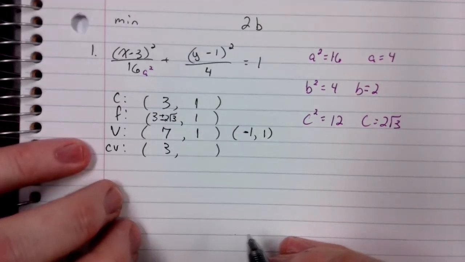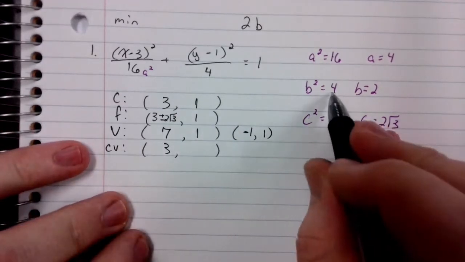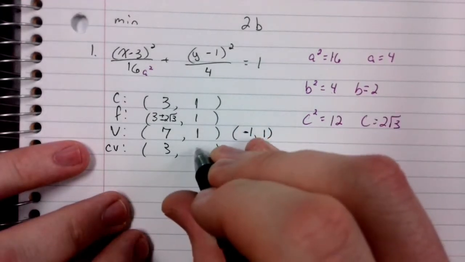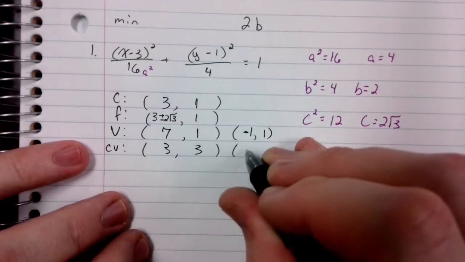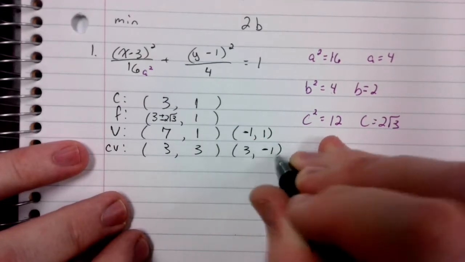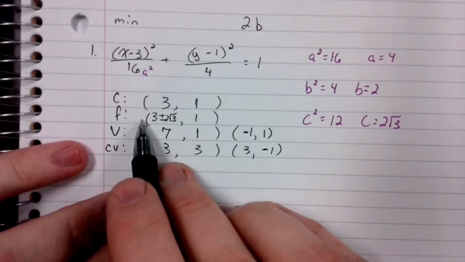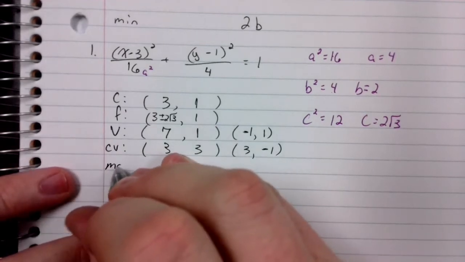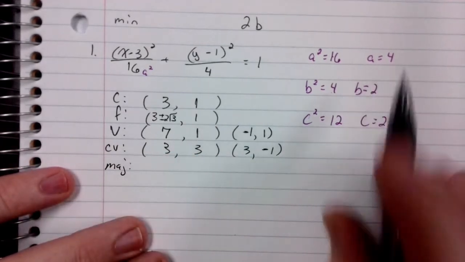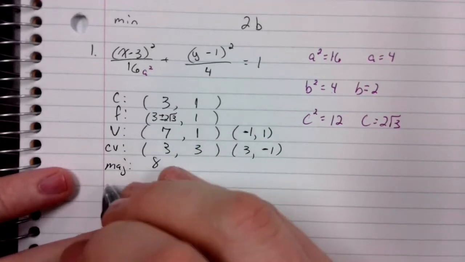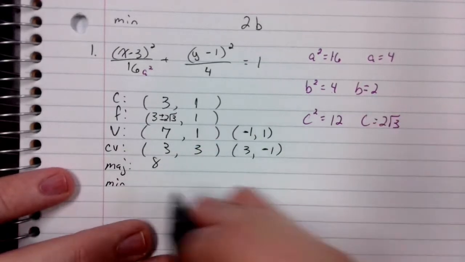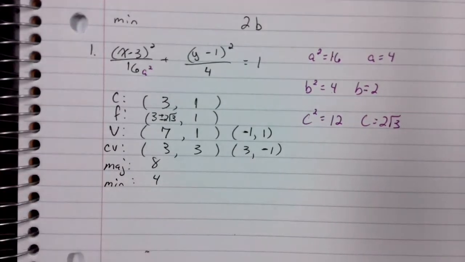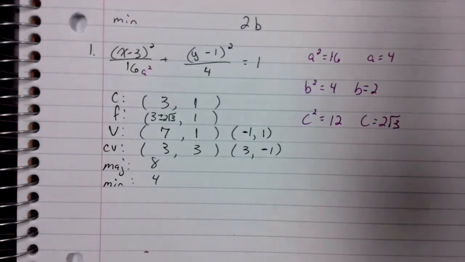And then for the co-vertices, I'm going to use b, so I'm going to do 1 plus or minus 2. 1 plus 2 is 3, and then 1 minus 2 will be negative 1. So those are my center, foci, vertices, and co-vertices. Now the major axis is pretty easy. I'm going to take a, which is 4, and double it. And then for my minor axis, I'm going to take b, which is 2, and double it. So I know that my major axis is 8 units long, and my minor axis is 4 units long. Pretty straightforward once you see one done.